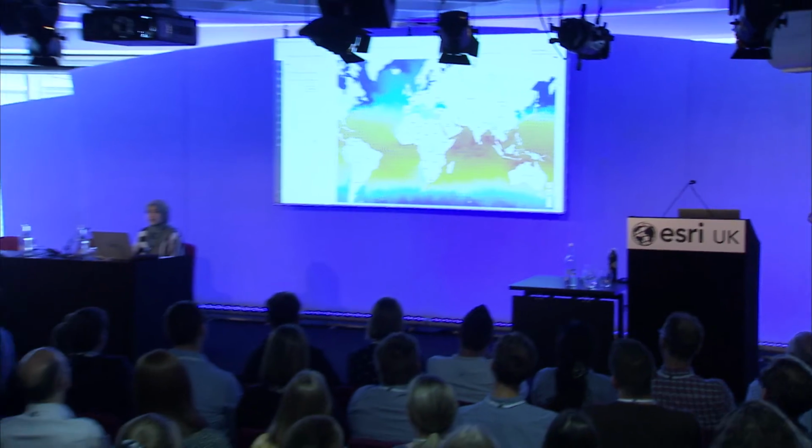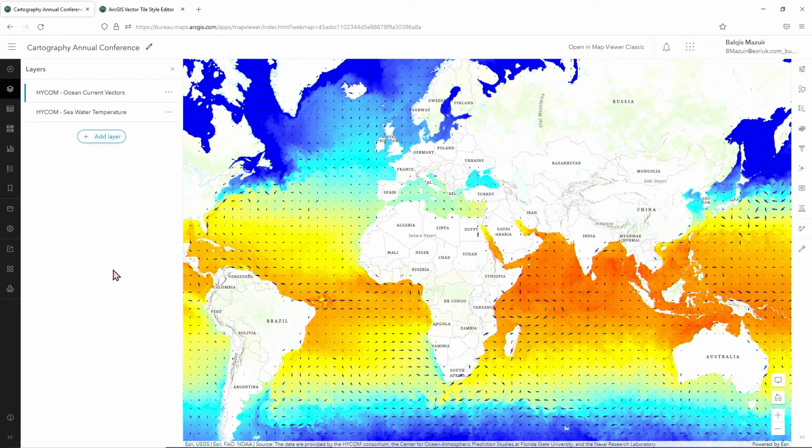Okay, today we will be creating a global map of ocean currents and sea surface temperature within the new map viewer, which is available to us via ArcGIS Online or ArcGIS Enterprise. As you can see here, I have preloaded my datasets into the map viewer. And the first dataset that we will be using is a vector field showing us the direction and the magnitude of the ocean currents. And we also have a raster layer showing us the sea surface temperature in Celsius. Both of these datasets are available publicly through Esri's Living Atlas.